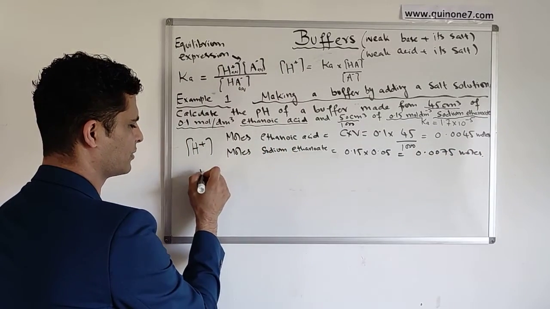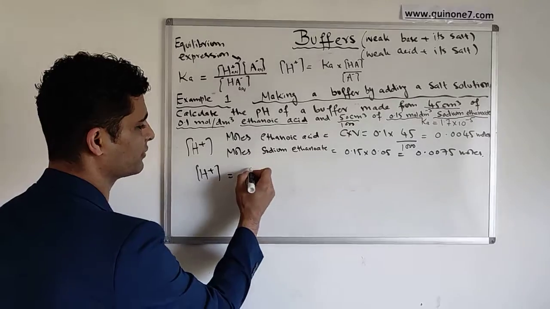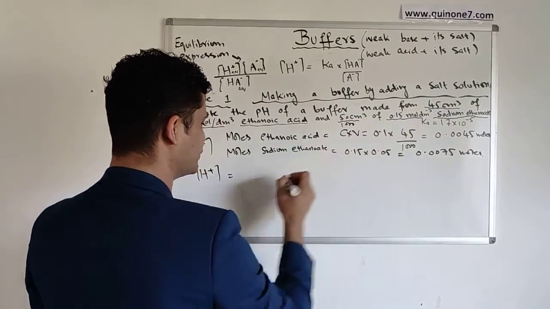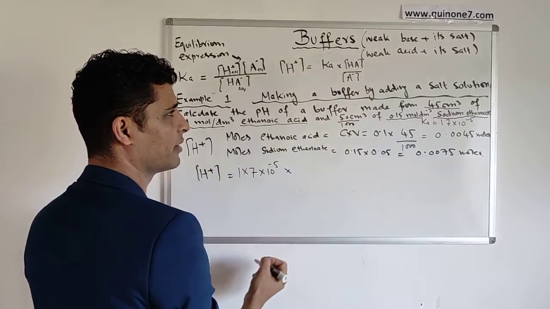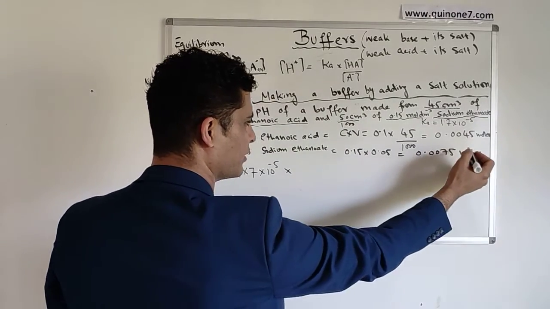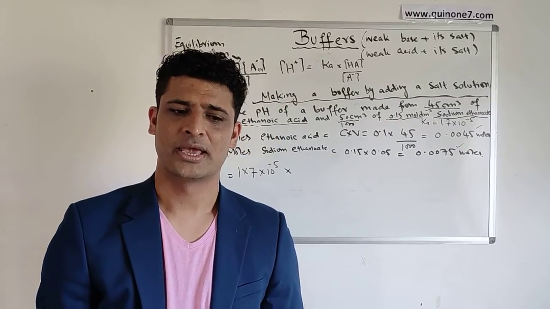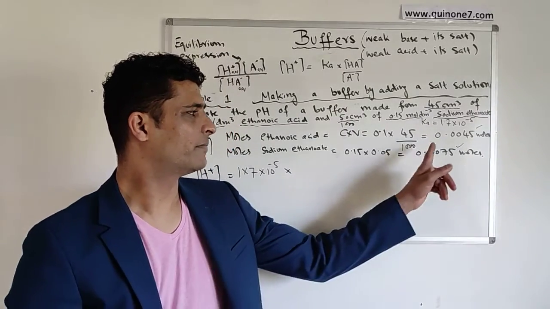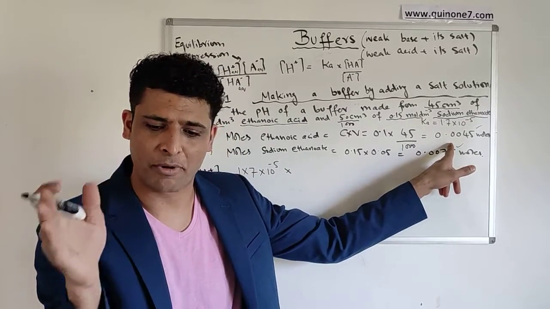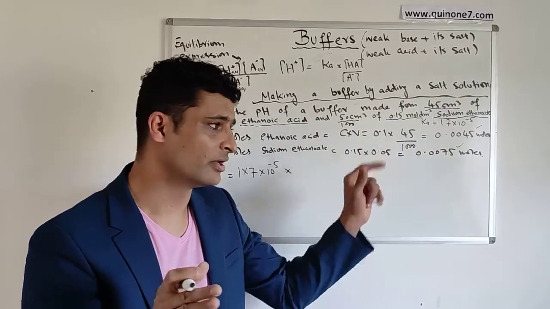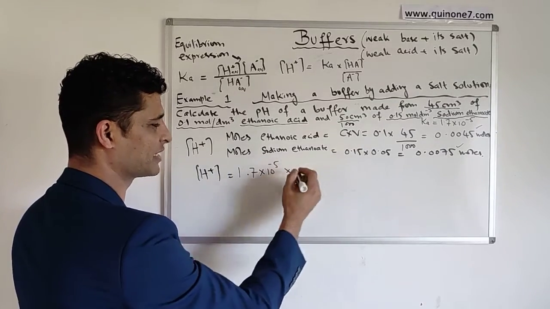Let's take the expression for the H positive ion, because the H positive ion is going to lead us to calculate the pH. So the H positive ion concentration is equal to Ka, which is 1.7 times 10 to the power minus 5, times the ratio of acid to salt. Now, here is the confusion: we are using moles instead of concentration. Basically, we are using the moles instead of the concentration, because the moles are the solute amount per liter.